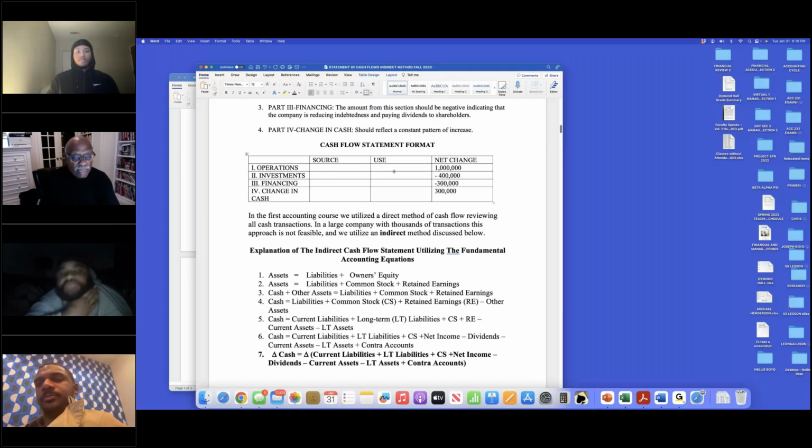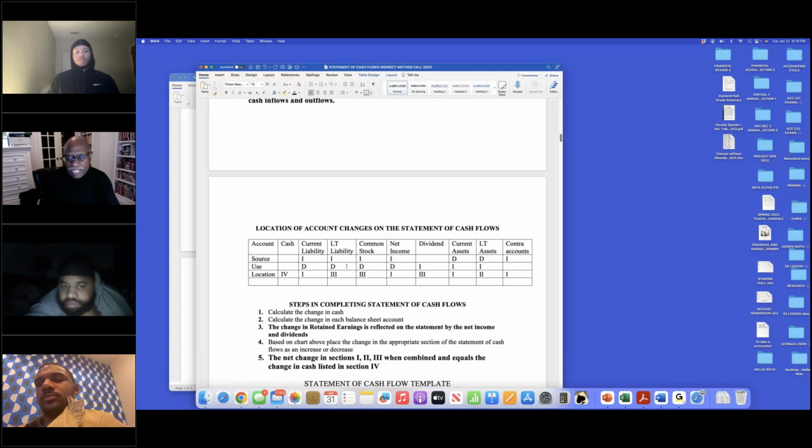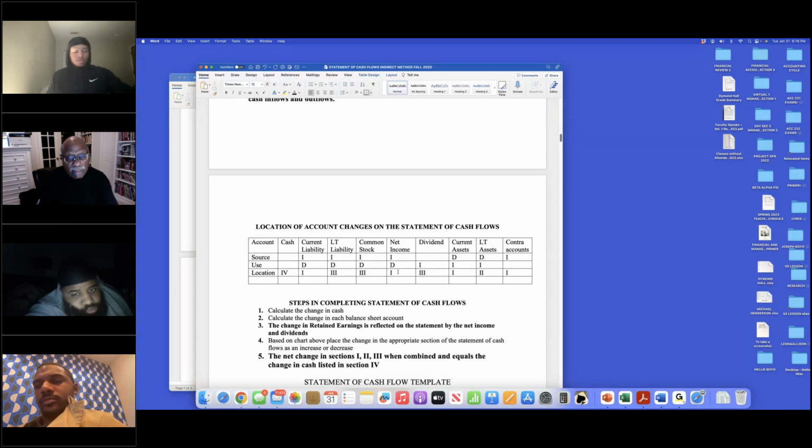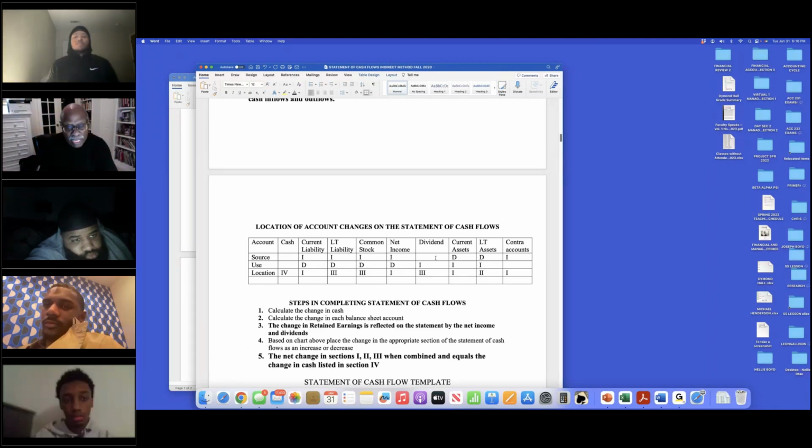For long-term liabilities, they're in part 3. Same rule applies. When a long-term liability goes up, it's a source of cash. When it goes down, it's a use of cash. Common stock, when it goes up, it's a source of cash. If it goes down, it's a use. Net income, a key number here, when it goes up, it's in part 1. It's a source of cash, but if you got a loss, that's a use. Dividends are always going to be in part 3 as a use.